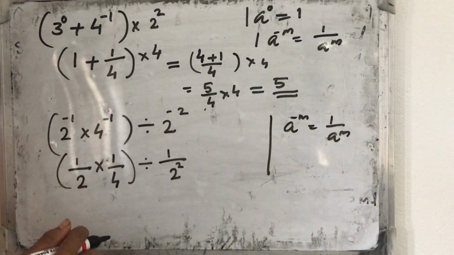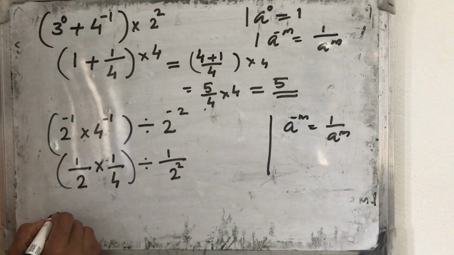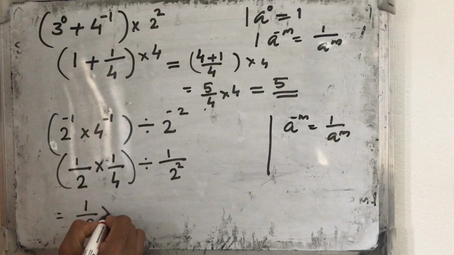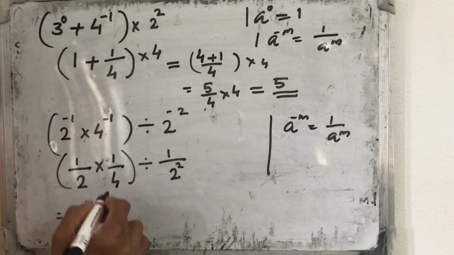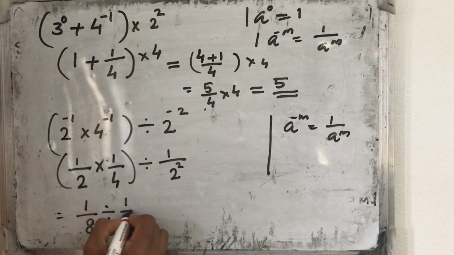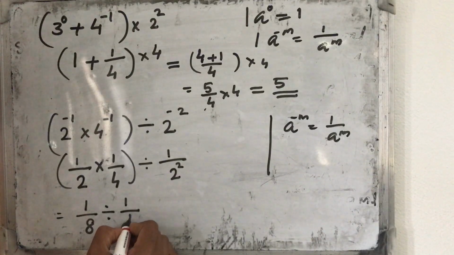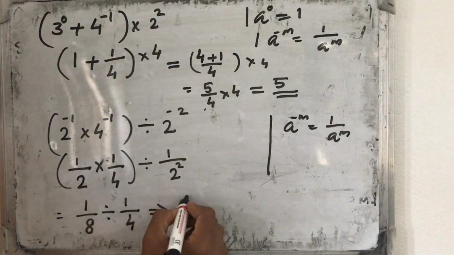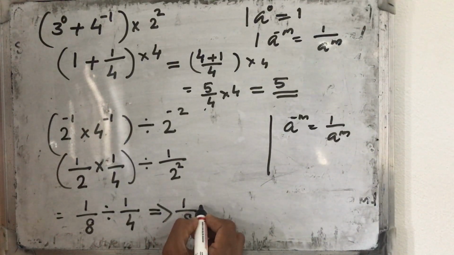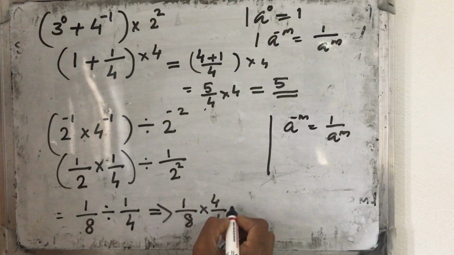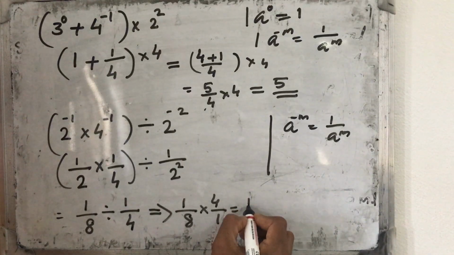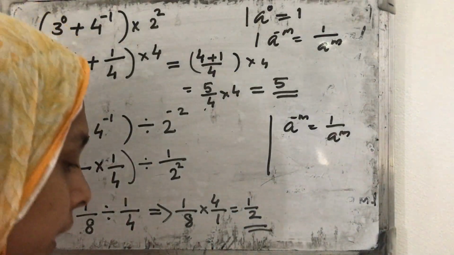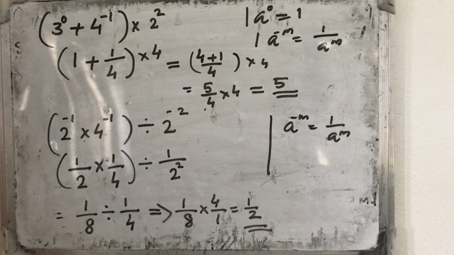The same law. Now this will be equal to 1 by 2 into 1 by 4, it will be 1 by 8 instead of division. Otherwise, one more step we can write 1 by 8 divided by 1 by 4. Then how can we solve this division of fractions? We know 1 by 8 into 4 by 1 equals 4 by 8, that means 1 by 2. Okay, this way we can find out the values of the given expression.